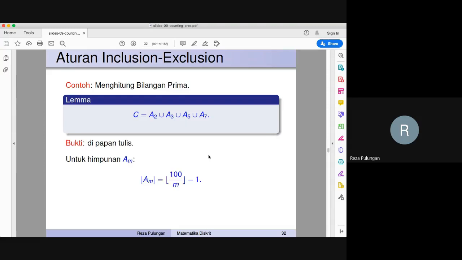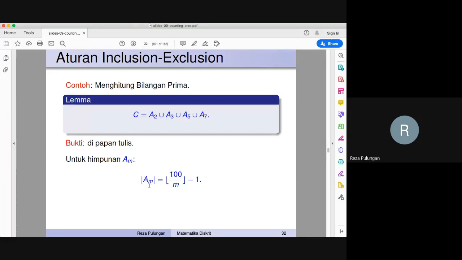So let's see. For AM here, the cardinality is easy. The cardinality of AM is equal to 100 divided by M minus 1, and you floor this. For example, A2. Why is minus 1 here? Because 2 itself is not there. M itself is not there.